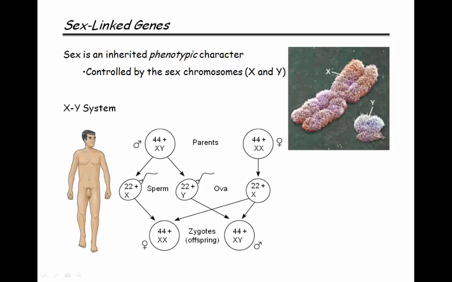Now, if we look at the XY system, which is how sex is determined in humans and the vast majority of animals, basically we have 46 chromosomes. Of those 46 chromosomes, 44 of them are going to be what we call the autosomes. So hopefully this is a little bit of a review to you. So we have 44 autosomes, plus we have 2 sex chromosomes. So the X and the Y are sex chromosomes in humans.